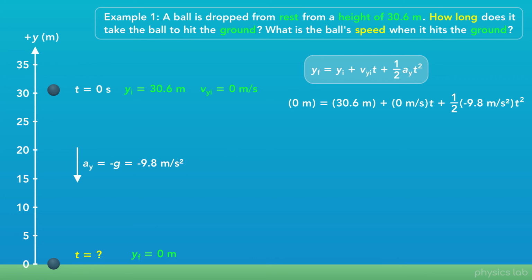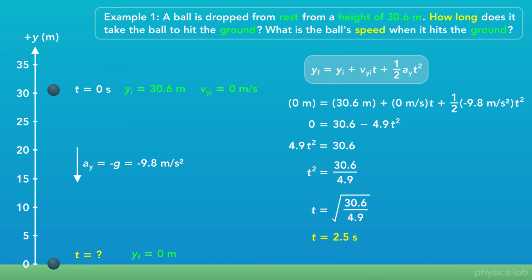We plug in 0 meters for the final position when the ball hits the ground, 30.6 meters for the initial position, 0 meters per second for the initial velocity, and negative 9.8 meters per second squared for the acceleration. If we simplify that and we drop the units, we end up with this. We can add 4.9 t squared to both sides, divide both sides by 4.9, and then take the square root of both sides to find t, which is 2.5 seconds. So after the ball is released, it takes 2.5 seconds to reach the ground.